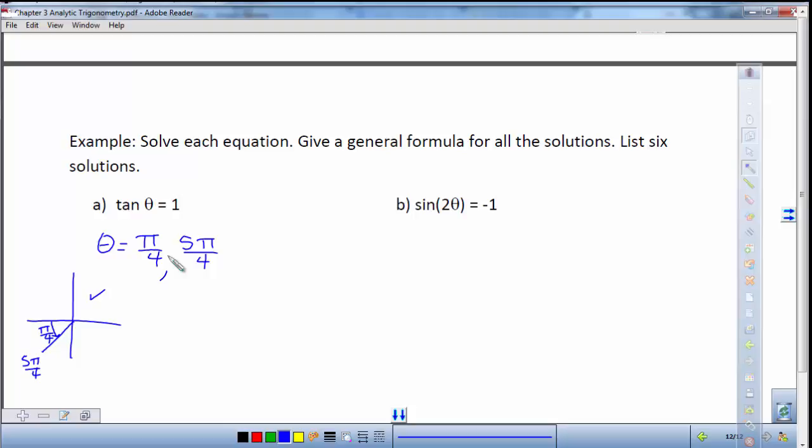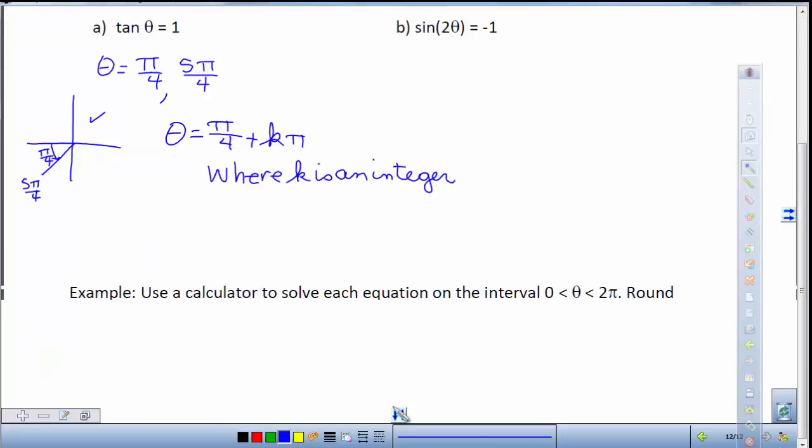So how do we write a general formula for that? I'm going to say theta equals pi over 4 plus k pi, where k is an integer. Okay, that's how we write the general solution. So as long as you put in an integer for k, then you'll get a solution to tangent theta equals 1.